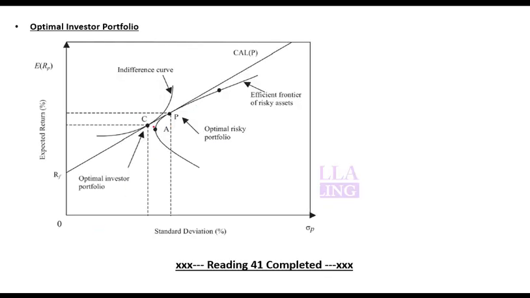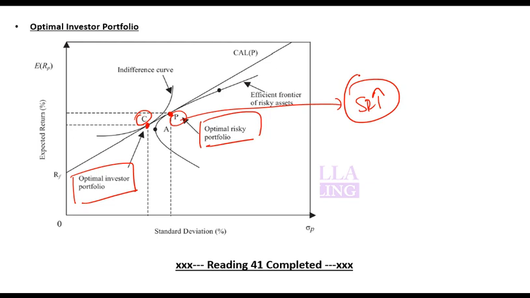Because we have already discussed that for an investor, this will be the optimal portfolio. This is optimal investor portfolio, and this is optimal risky portfolio. This P is the portfolio with highest Sharpe ratio or highest risk adjusted return. Any questions so far?